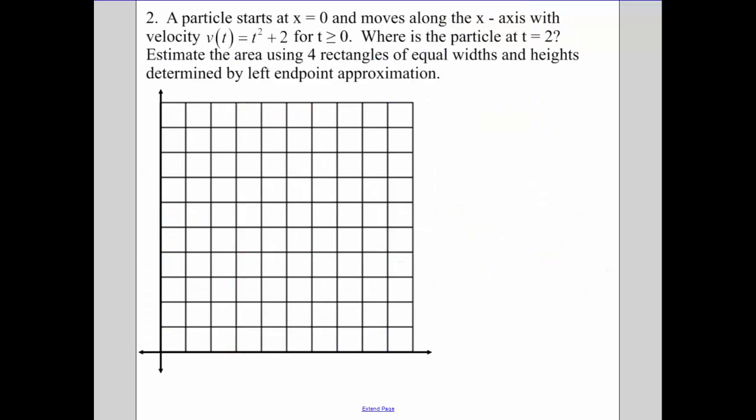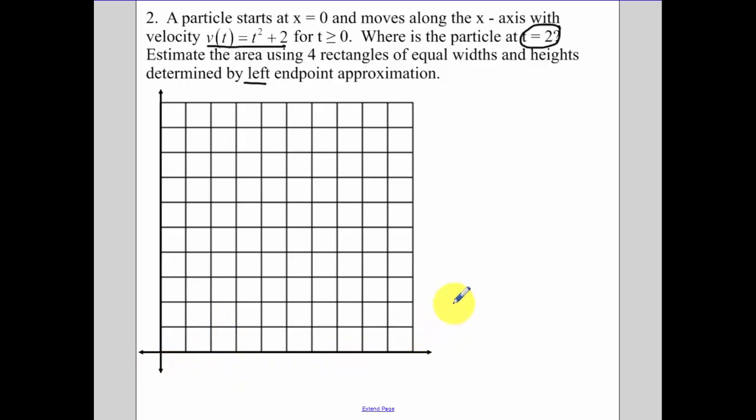Okay, next. A particle starts at x equals 0 and moves along the x-axis, and it gives us this velocity function for t greater than or equal to 0. Where's the particle at t equals 2? So where is it? Which means, what's my distance that I've traveled? Estimate the area using 4 rectangles of equal lengths and heights determined by left endpoint. So I'm finding the area under the curve.